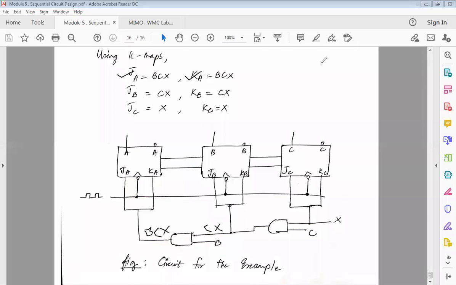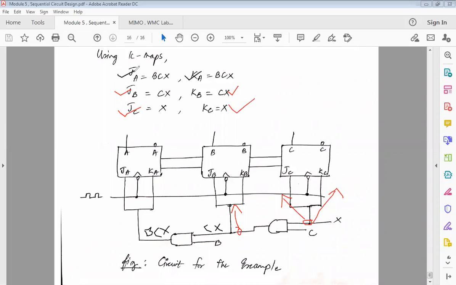Next, for JB, I have to make sure that I give for JB and KB CX, right? So I will take it here as my input. This will be given directly from this point. If I do that, then my JB and KB is also sorted out. Next, for JC and KC, only X I have to give as input. So only X is connected here, and these two branch out, and my JC and KC is also done.